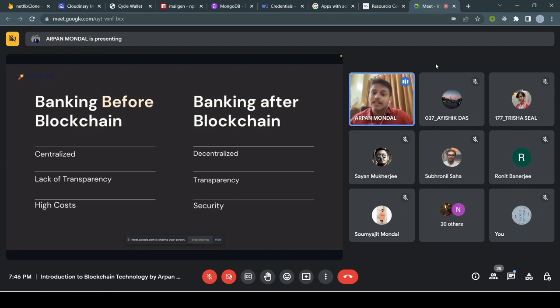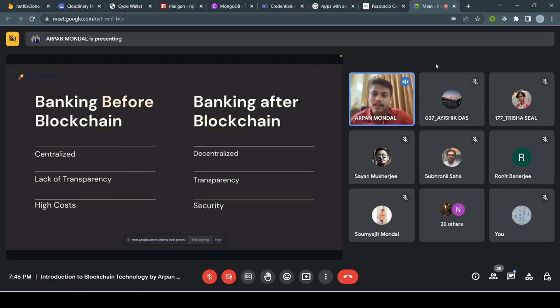Second, lack of transparency. We don't know how banks process things. We don't know how banks earn money. By giving out loans, they are earning money, right? There is a great lack of transparency in the banking system. But in blockchain, we have a transparent system. What does that mean? Every transaction can be seen on Polygonscan or Etherscan. You can track every transaction by the URL of the RPC network.